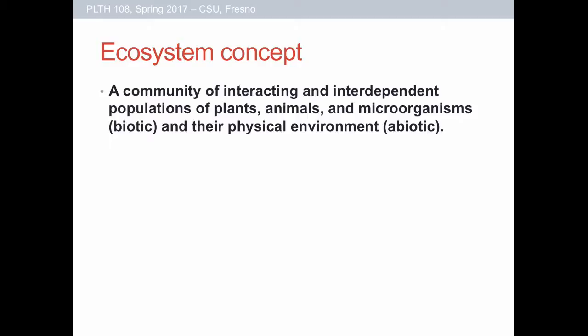And so just to define the system, the ecosystem is the level at which the community starts interacting, not just amongst itself. An ecosystem is a community of interacting and interdependent populations of plants, animals, microorganisms, all of those. And so that's the community. But then on top of that, we start seeing these communities interact with the non-living aspects of the environment.